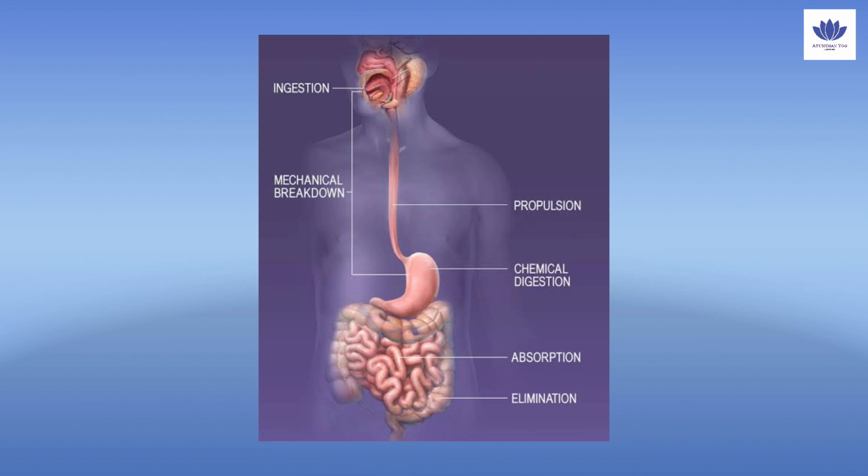Mechanical breakdown. This is the process of physically breaking down food into smaller pieces. Digestion or chemical digestion. This is the process of chemically breaking down food into simpler molecules. Absorption is the entrance of the ingested food into the body. And defecation, this is the process of eliminating undigested material through the anus.